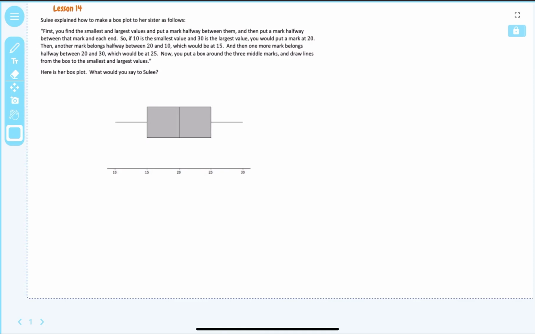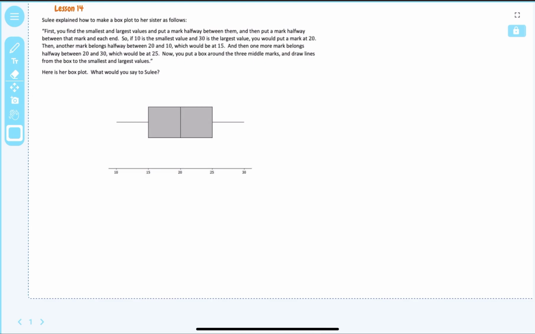First, you find the smallest and largest values and put a mark halfway between them. And then put a mark halfway between that mark and each end. So, if 10 is the smallest value and 30 is the largest value, you would put a mark at 20. Then another mark halfway between 20 and 10, which would be 15. And then one more mark belongs halfway between 20 and 30, which would give you 25.